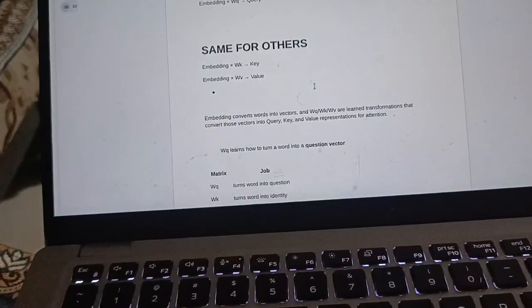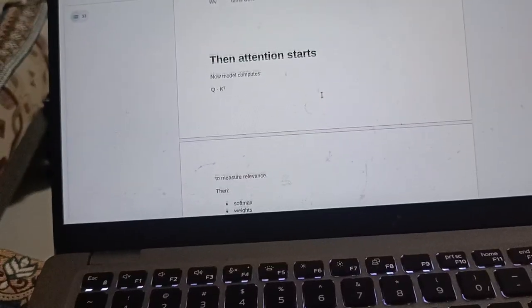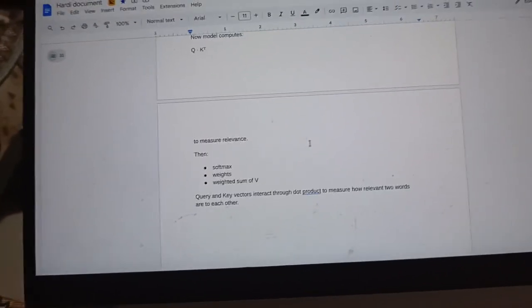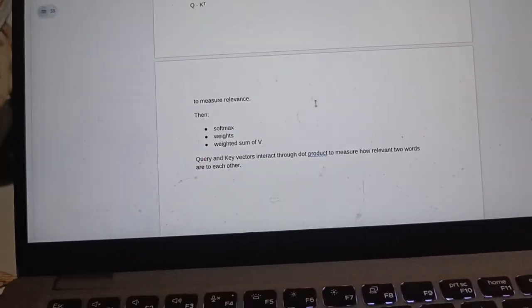And this is the same for the others, how we get key and value, right? Then the attention starts, and this is the compute, and whichever has the highest score, as I explained earlier in the LinkedIn post, that's how we get the QKV matrices. There we go. Thanks for listening, and we'll continue the series on transformers. Bye bye.